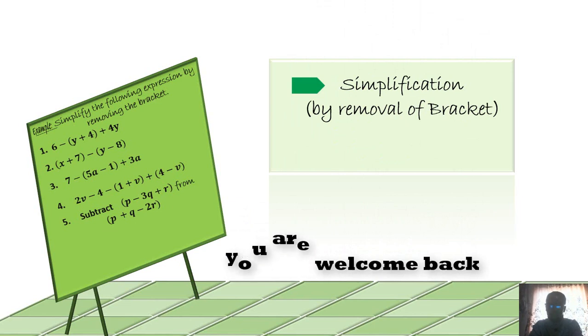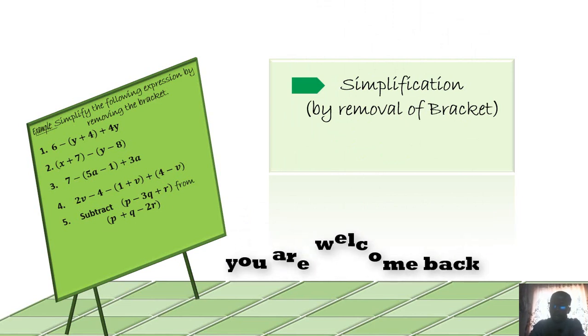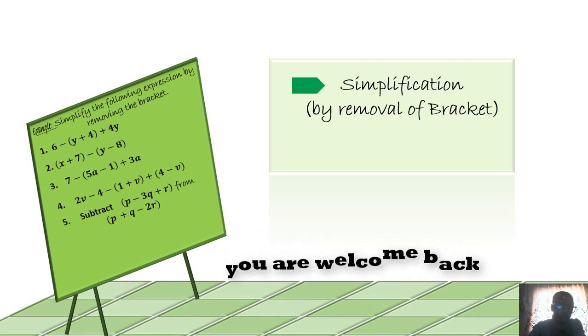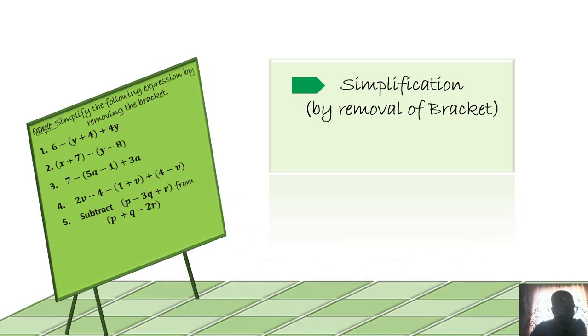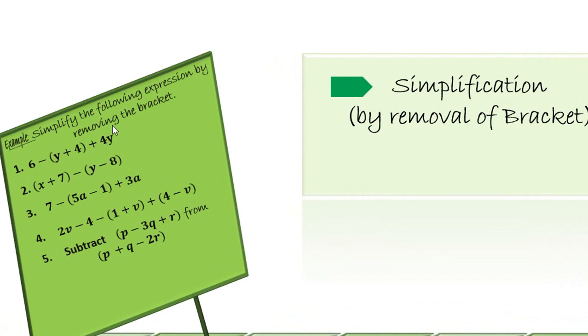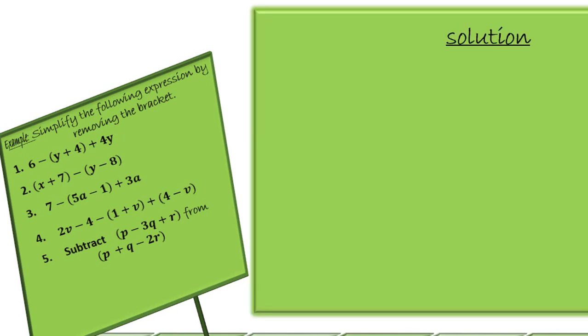Now I'll be considering simplification. And the basic way we do simplification in algebra is most times by removal of brackets or parentheses. I believe you can see clearly the examples we have on your screen right now. And the instruction we have here on this green board says simplify the following expressions by removing the bracket. So majorly when you're simplifying in algebra, it comes by removal of brackets. So let's look into these examples one after the other and let's see how it works. Alright, example 1.